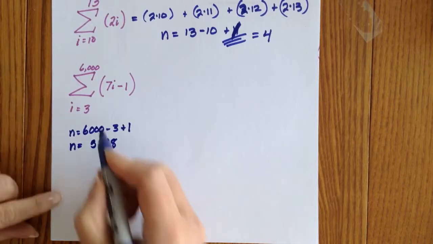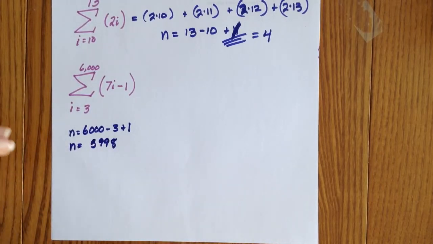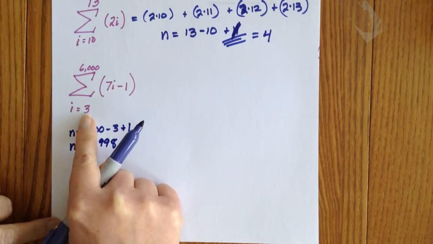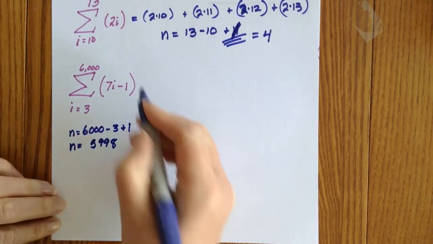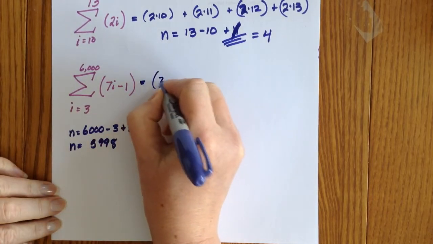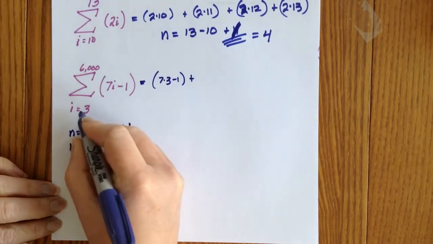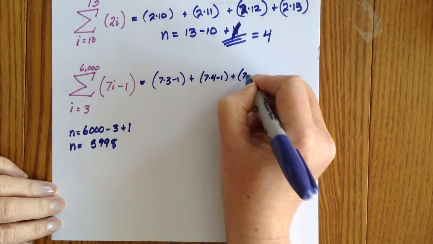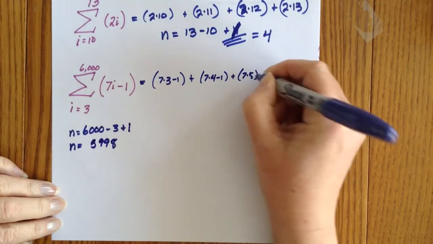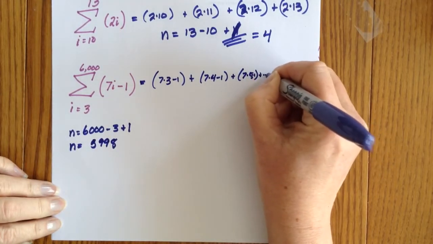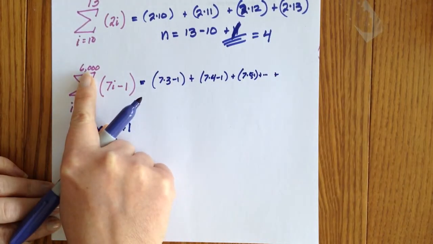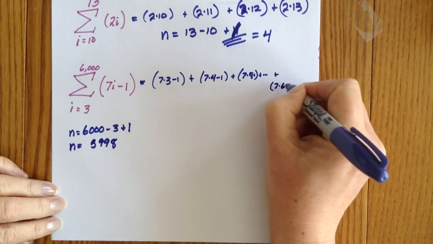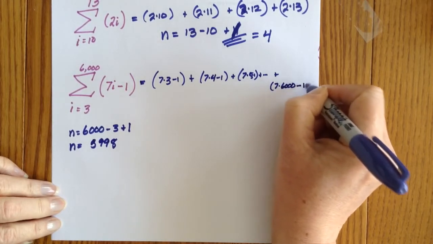Now, if I wanted to figure out how to add these up, I would suggest that we first figure out what is going on with this expression. So I would fill in the first few terms. I would fill in a 3. The next number after 3 is 4. Then I'd fill in a 5. I forgot the minus 1. Minus 1, and so on. The last number that I would fill in would be 6,000. So my very last term is 7 times 6,000 minus 1.